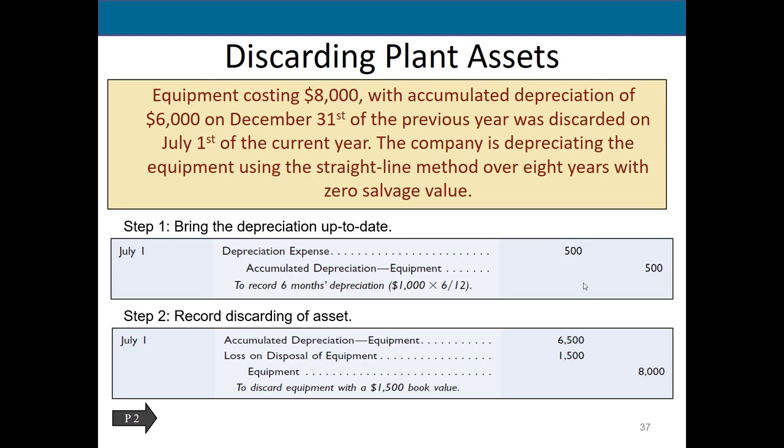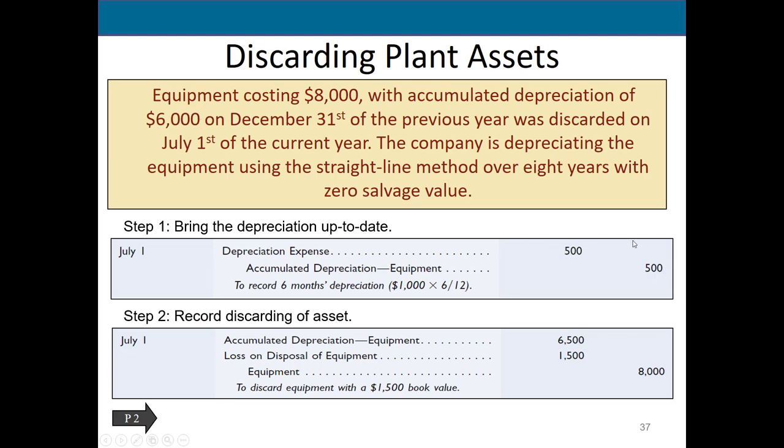So the first thing we need to do is bring the depreciation up to date. It's currently July 1, so 6 months have happened. We need to go ahead and record 6 months' worth of depreciation. The depreciation annually was $1,000. We take half the year. That makes the depreciation $500. Notice that now makes my accumulated depreciation $6,500, right? So now I have a cost of $8,000 and accumulated depreciation of $6,500.